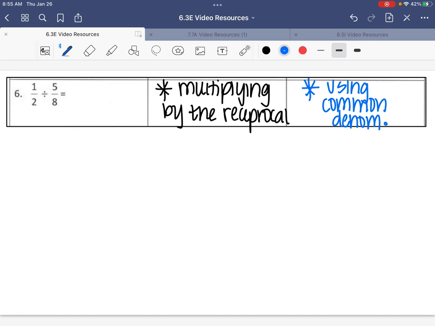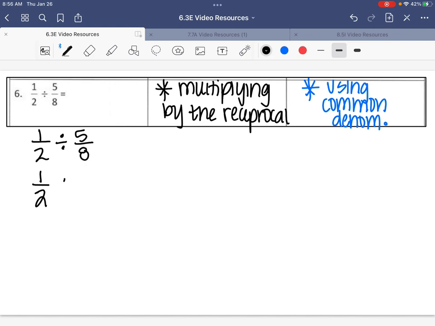All right, so if we look at the problem, we have 1/2 divided by 5/8. Now, if we look at our first strategy, which means we multiply by the reciprocal. A reciprocal is just the flipped version of a fraction, where the numerator goes to the denominator and the denominator goes to the numerator. So I would get, say, 1/2 does not change.